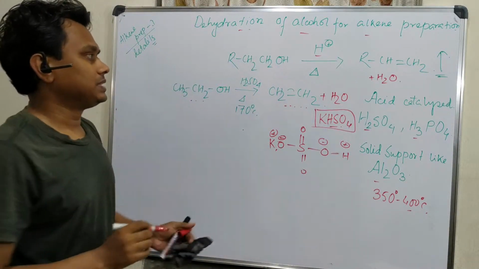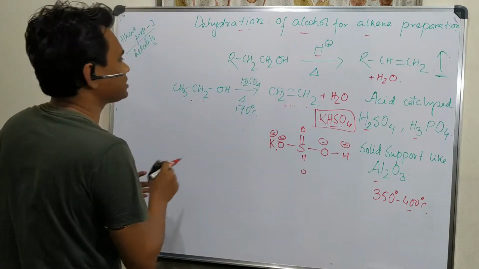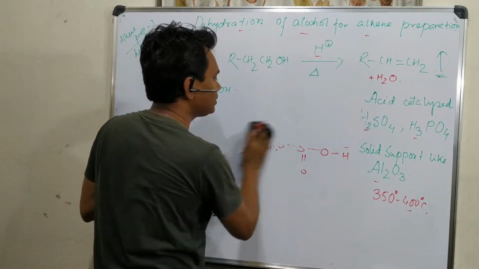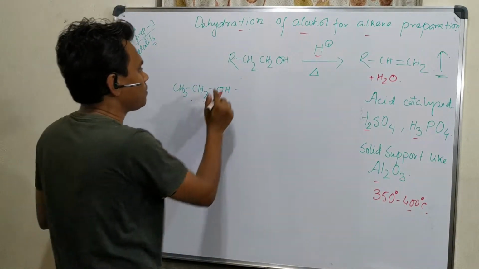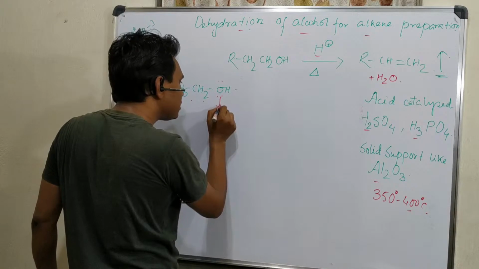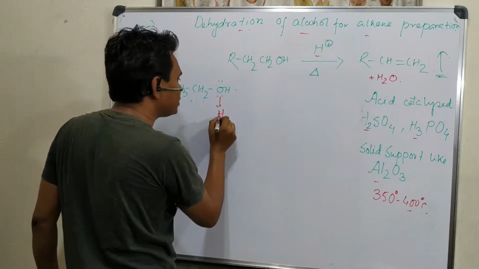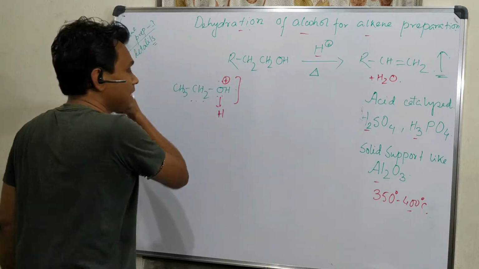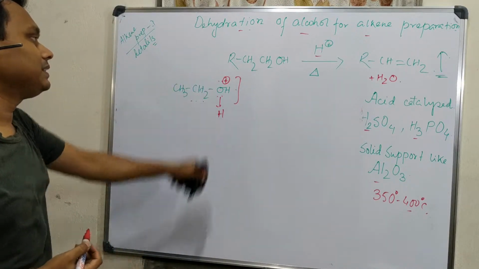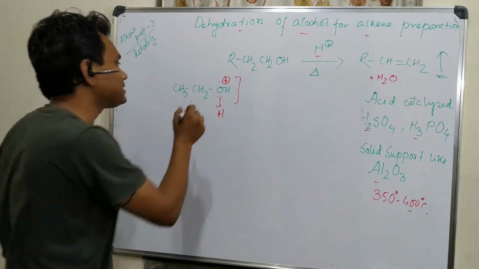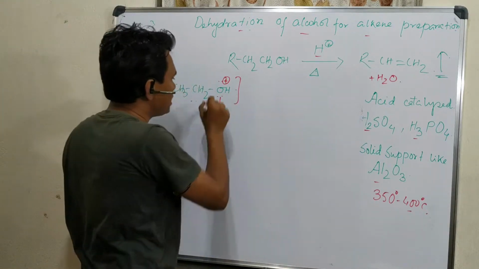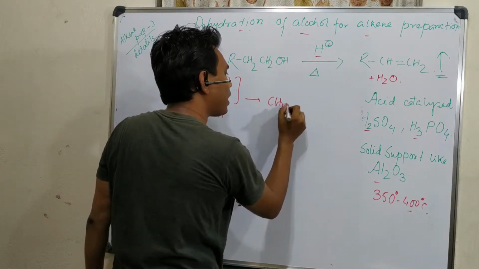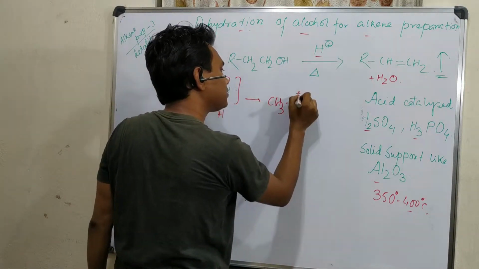Right now we will discuss the mechanism. What happens? This alcohol in the presence of acid produces a protonated species. Overall the formal charge is on oxygen. If it is protonated, then it becomes a good leaving group under acidic conditions, because OH2 plus is a good leaving group and H2O is a neutral molecule, so it will leave to produce a carbocation, plus water.